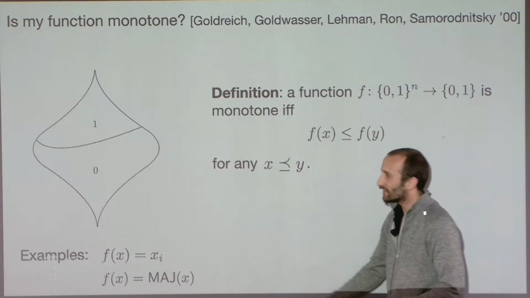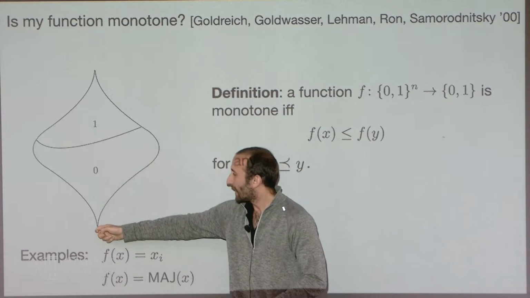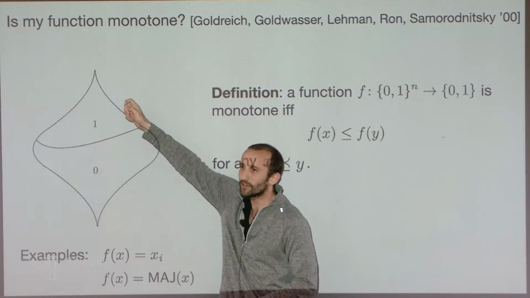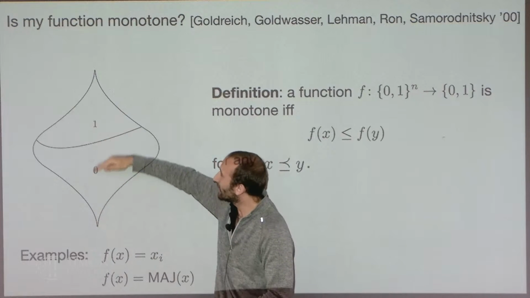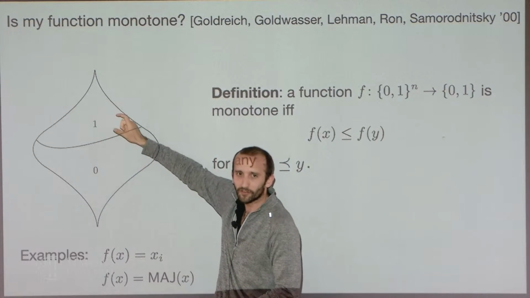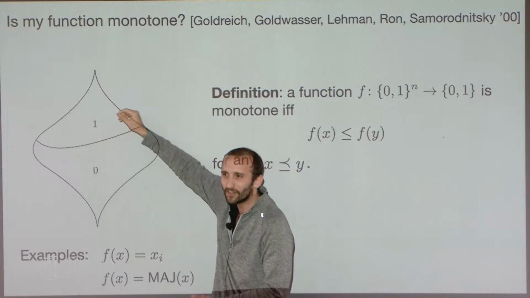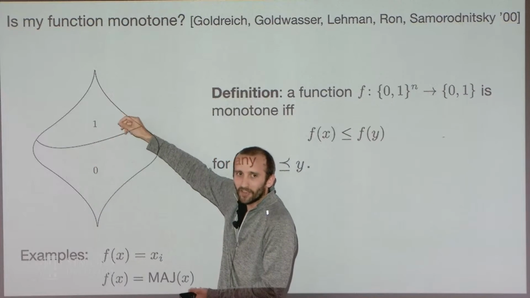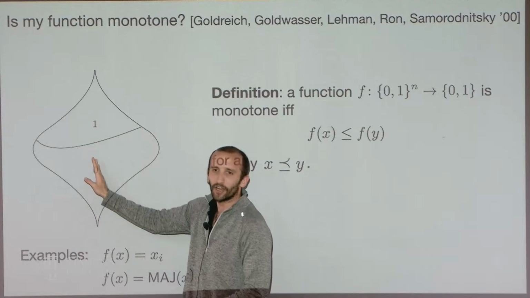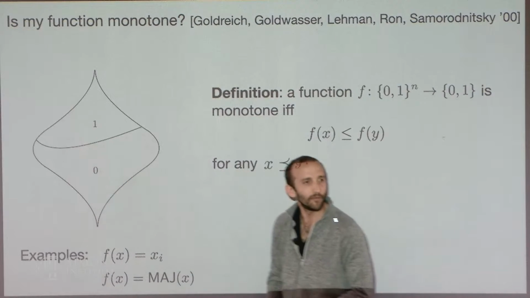So here's where this diagram comes in handy. At the bottommost point, this is the all zeros string. That's the all ones string at the top. Essentially, as I move up in this diagram, I'm flipping bits from 0 to 1. So these represent my partial order in the space. A monotone function is a function for which, as I walk up this diagram, I only go from 0 to 1. I can't go back from 1 to 0.